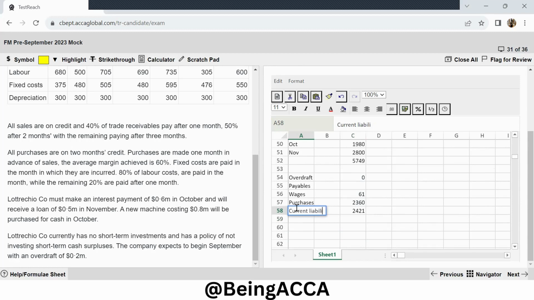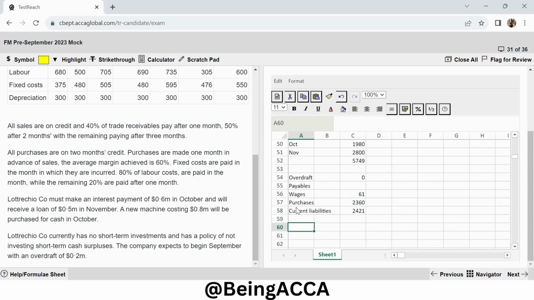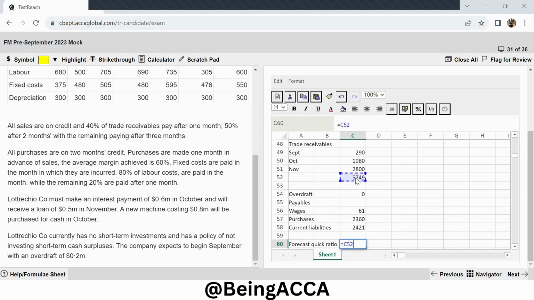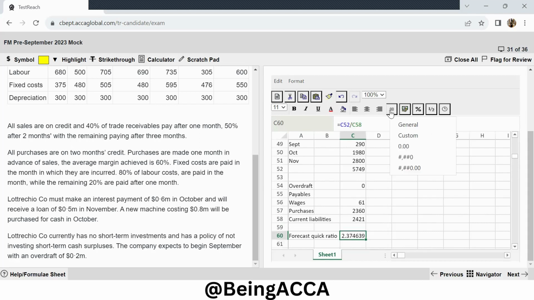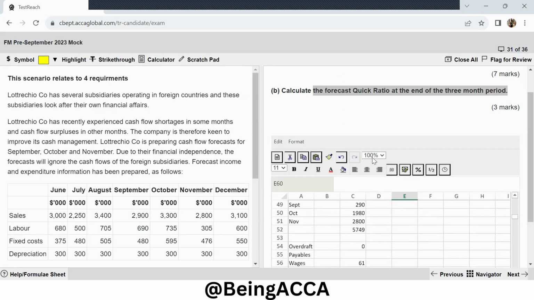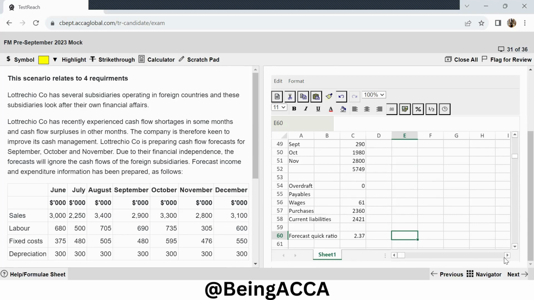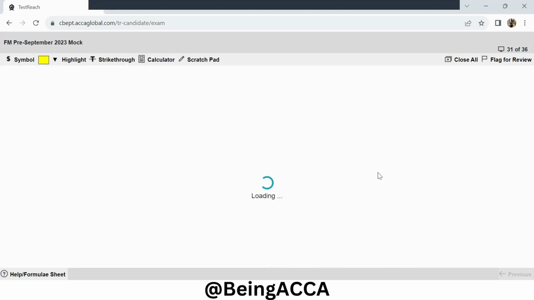right? So with this, I can finally find out my forecast quick ratio, and this will come out to be the sum of our quick assets divided by our current liabilities, and I can put it in a better format so that it looks neater. This is 2.37. With this, we have completed the first two requirements. Let's move on to the next one.